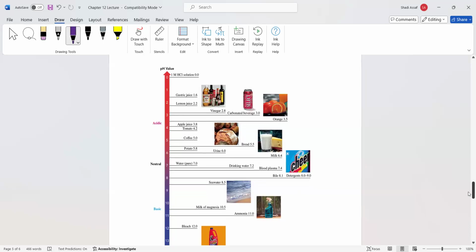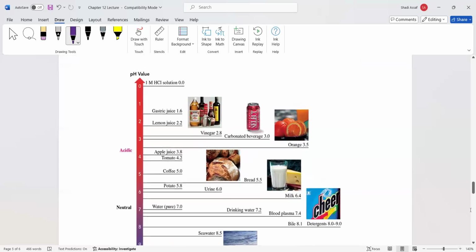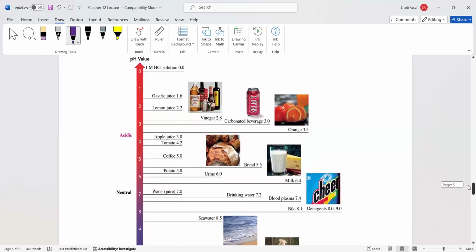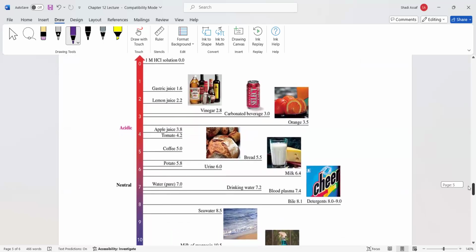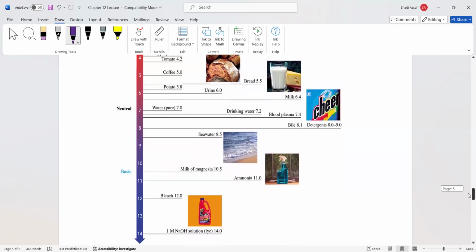But before we go there, here are some common items that are either acidic or basic. So gastric juice, stomach acid, lemon juice is about 2.2, vinegar is about 2.8, carbonated beverages about 3, you have coffee at 5, you have bread at 5.5, potatoes. And then in the basic region, so water is at 7, so it's neutral.